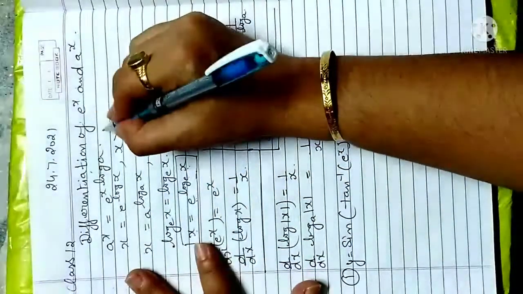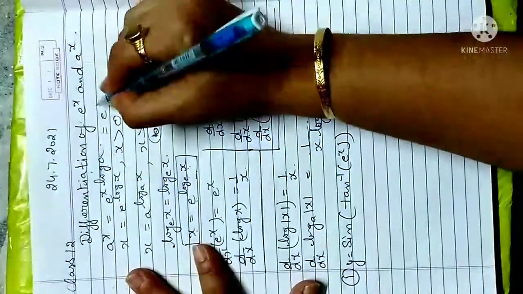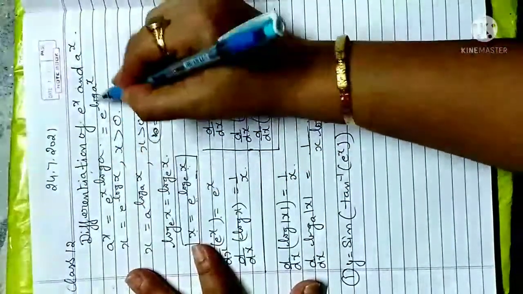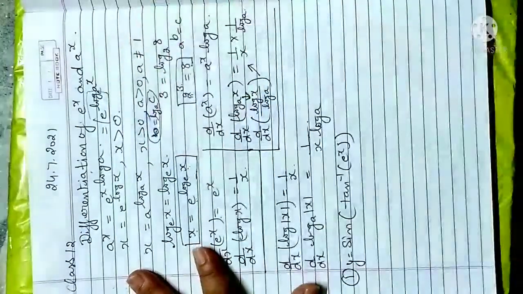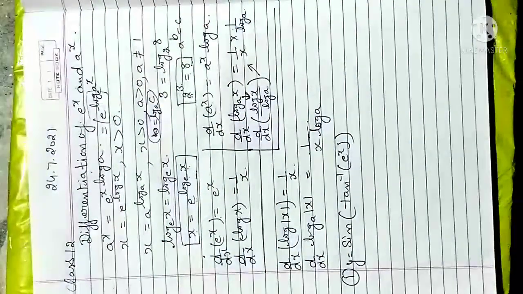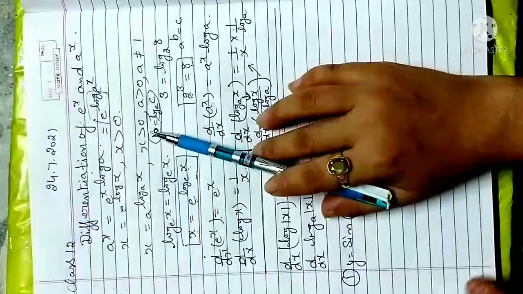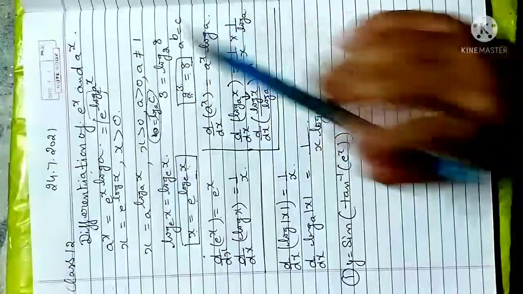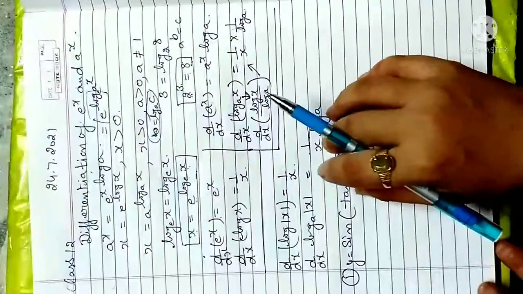How? Because according to our log rule, in log of x raised to power x, this power shifts here, and e raised to power log x, because by default the base is e here, we can directly write x. But here one condition is that x should be greater than 0, a should be greater than 0, and a not equal to 1. Now we go with the differentiation of exponential form.